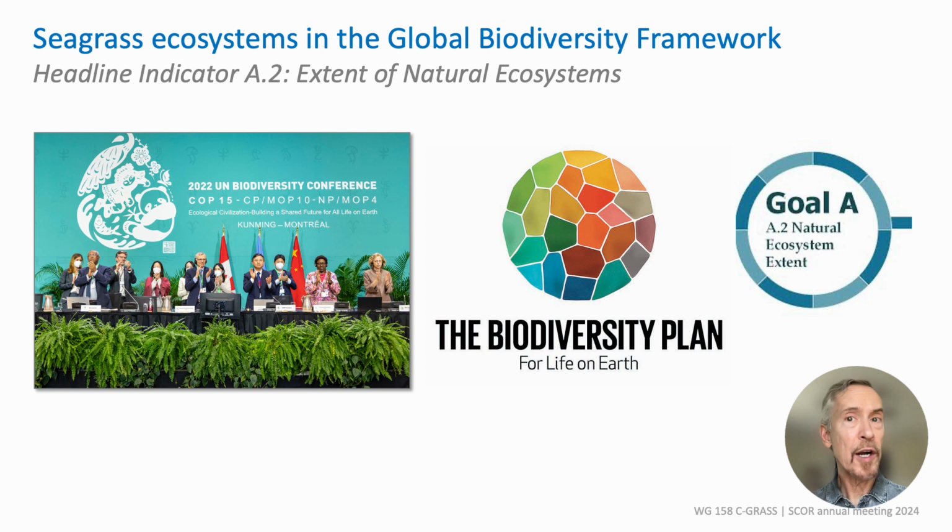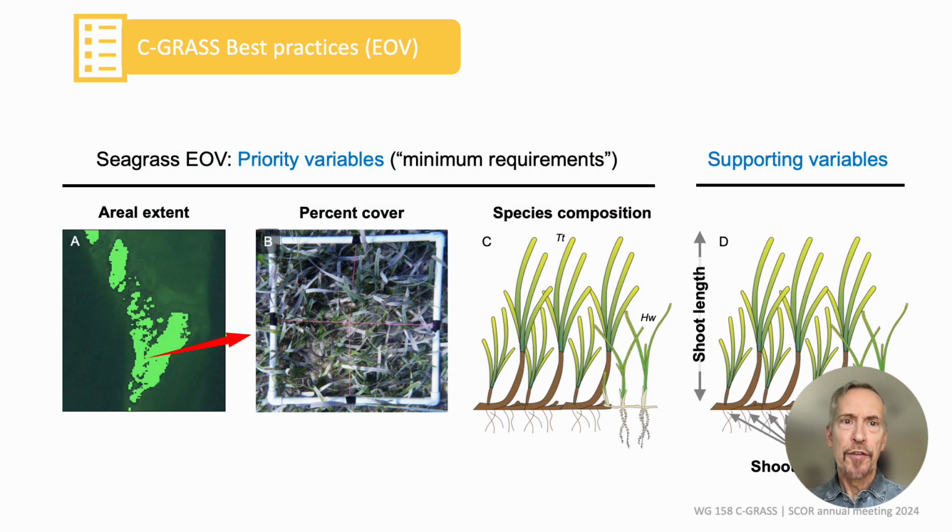There is a hungry audience for this kind of information on the global extent of seagrass and other habitats from various directions, the most high profile perhaps being the Global Biodiversity Framework, the Kunming-Montreal GBF, which was developed a few years ago, in which a headline indicator is the extent of natural ecosystems. Seagrasses are obviously one of those in the coastal zone with a lot of carbon sequestration potential among other ecosystem services. So how do we get there?